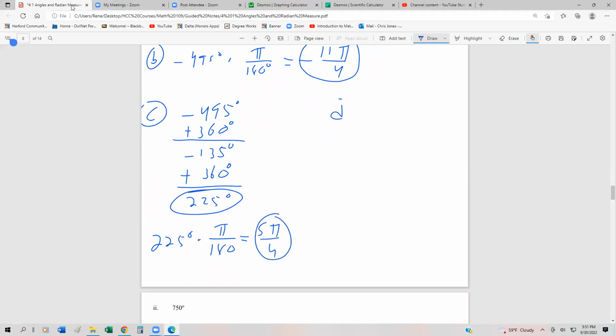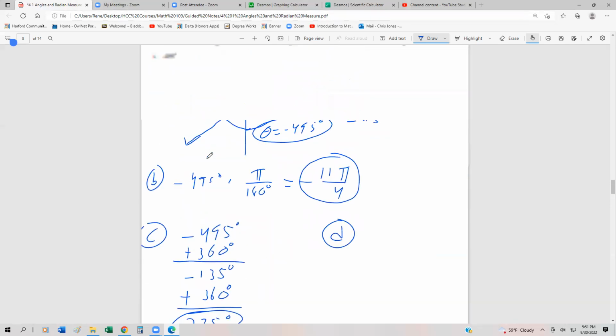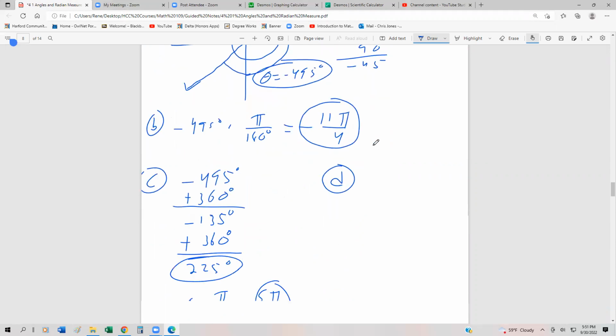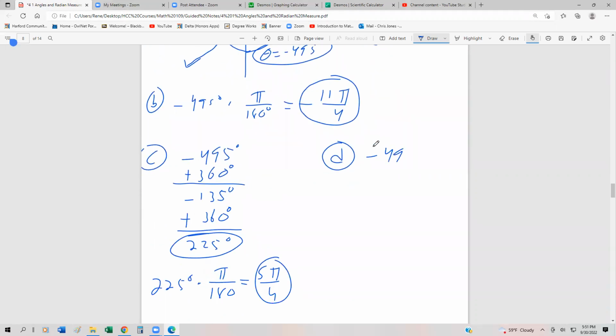Letter D is even easier because we've already done that. Now what we want is an angle between negative 2 pi and 0, so remember, that's between negative 360 and 0. Letter C was between 0 and 360, or 0 and 2 pi. For letter D, we take our negative 495 degrees and add 360. We already did that and got negative 135, and that number is between negative 360 and 0.